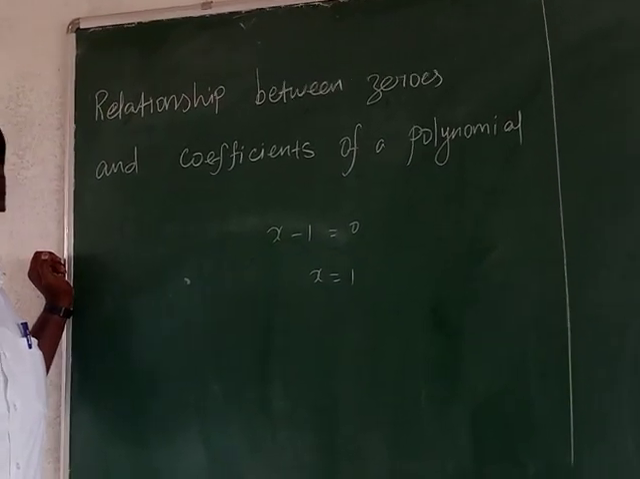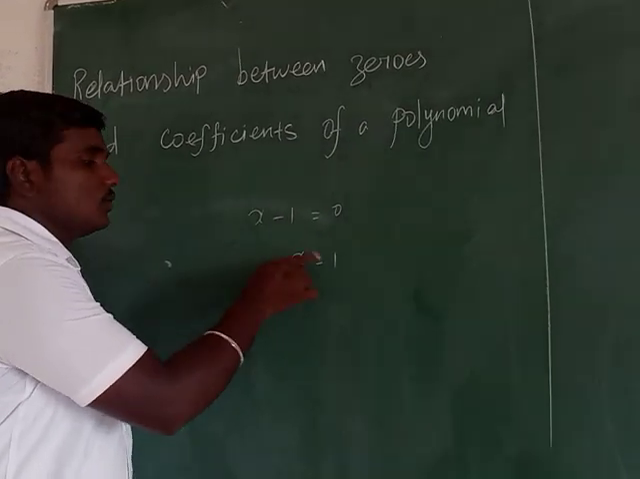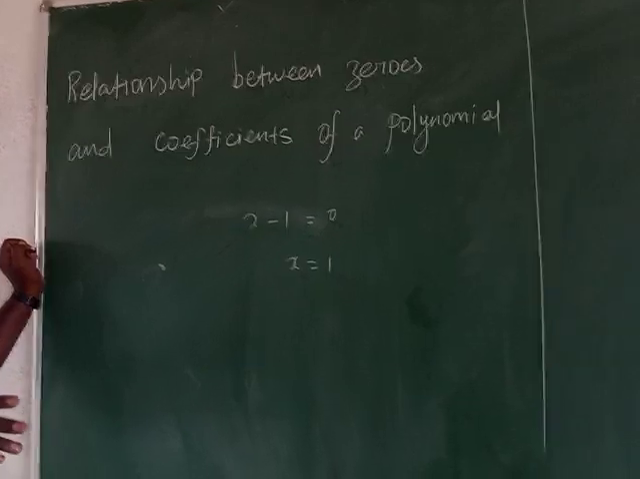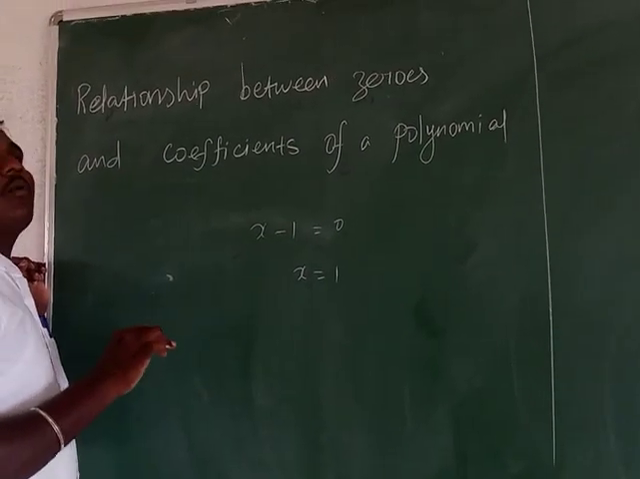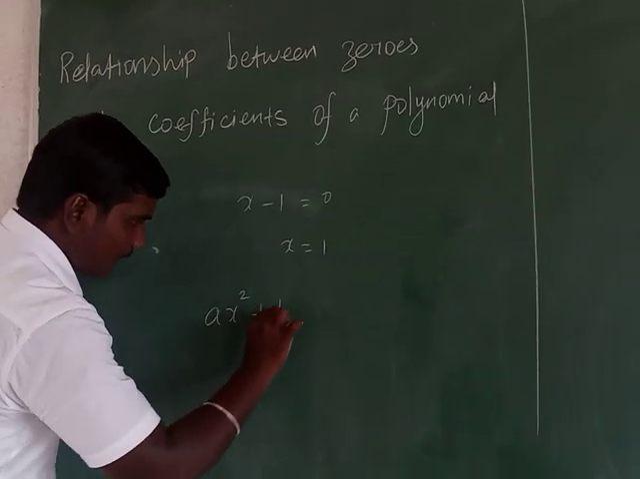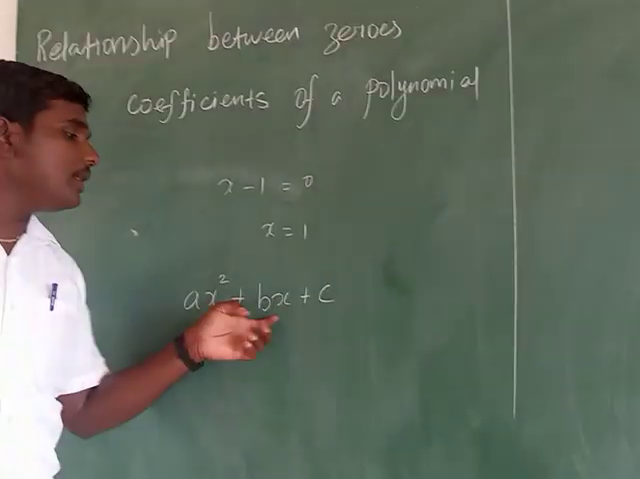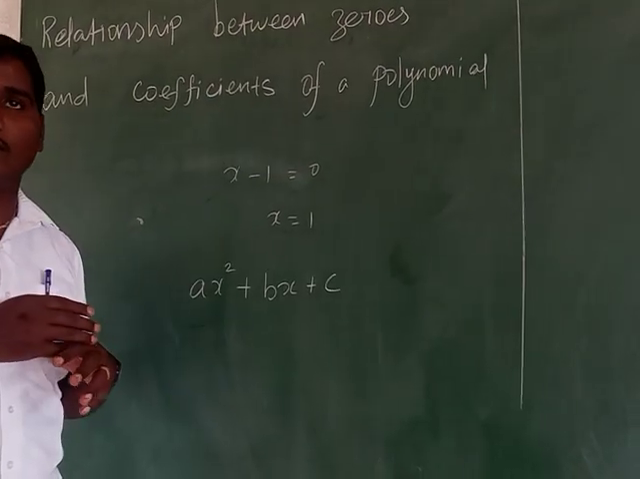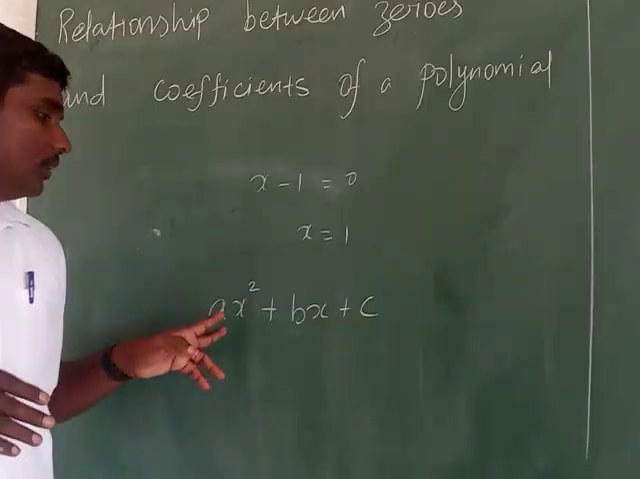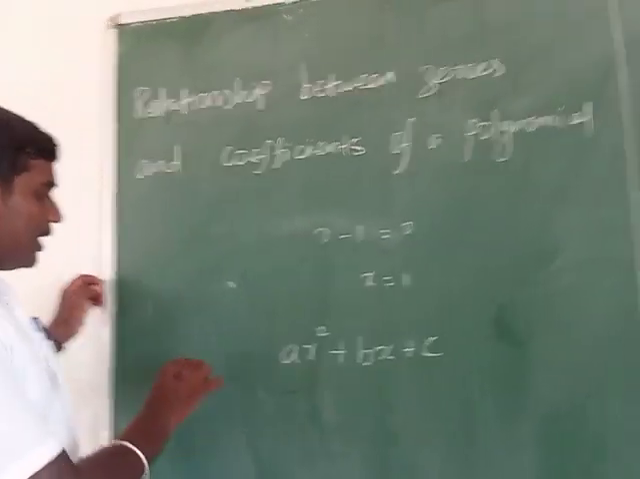For a linear polynomial, degree 1, there is only one zero. Now, a quadratic polynomial has two zeros. The standard form of a quadratic polynomial is ax square plus bx plus c, where a, b, c are integers and x is a variable. This polynomial we can write as p of x.